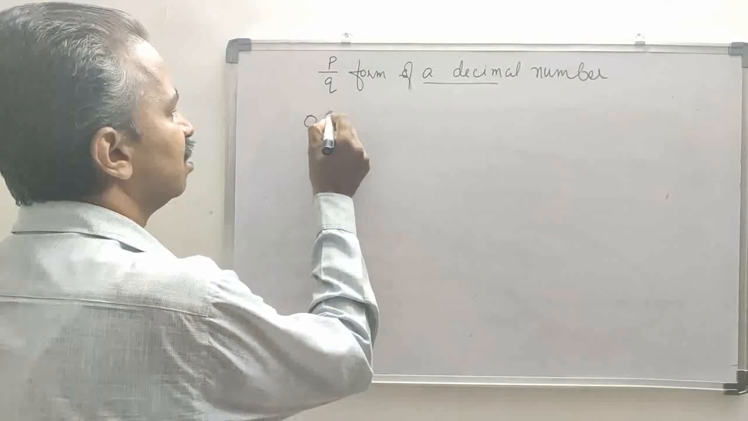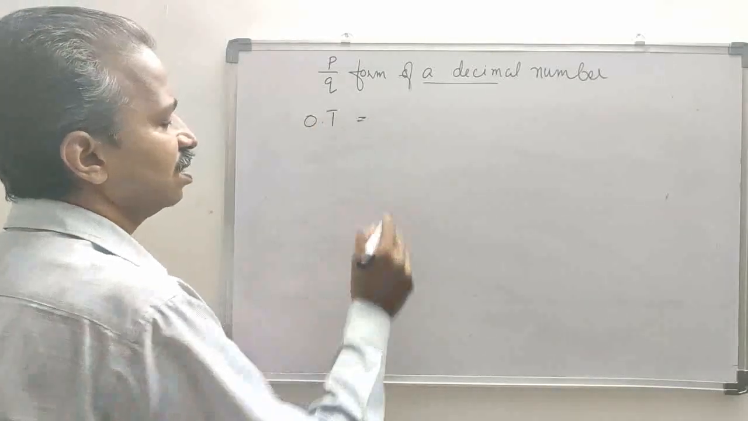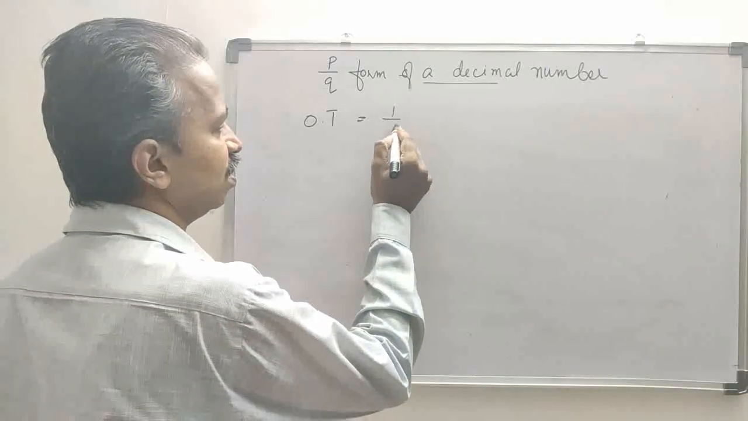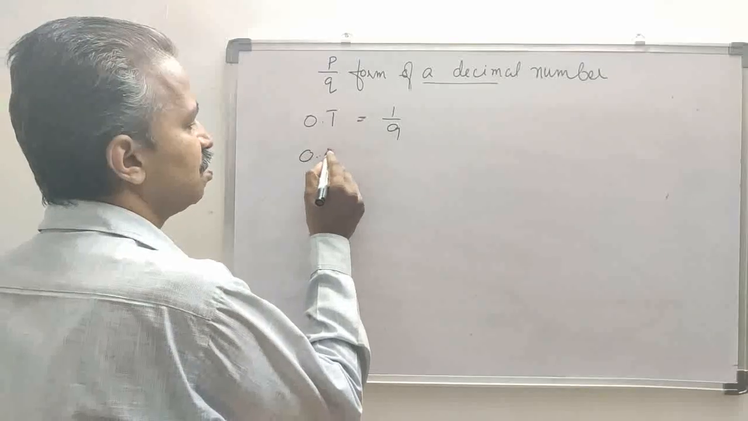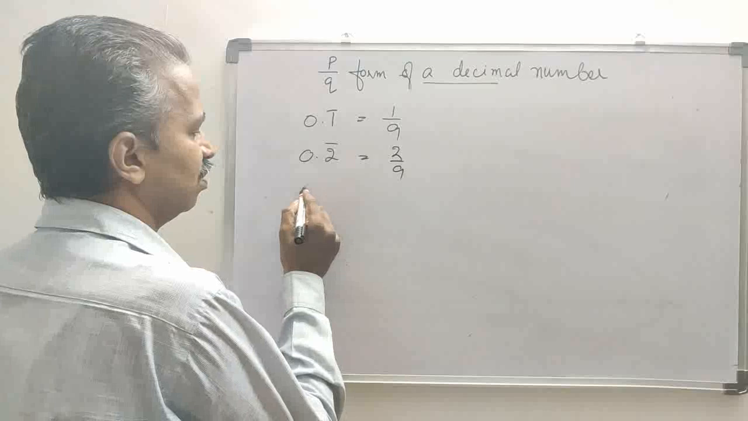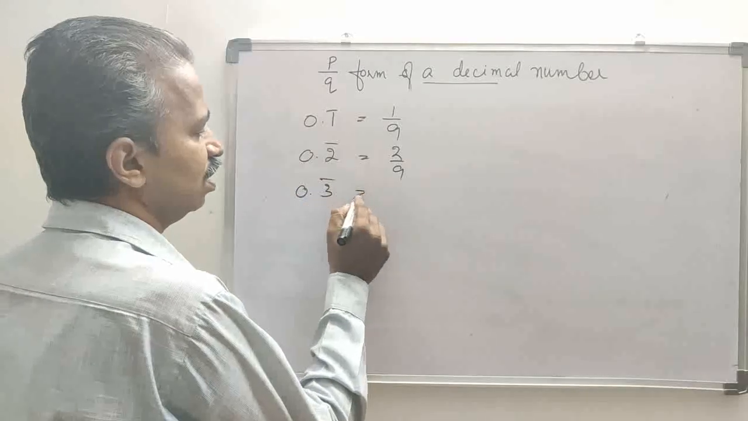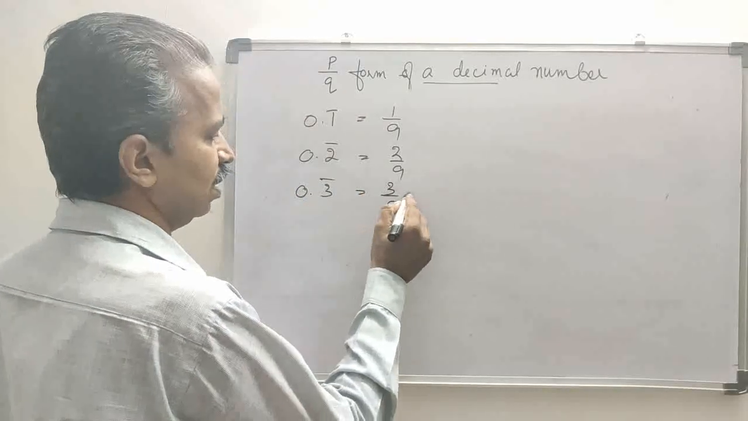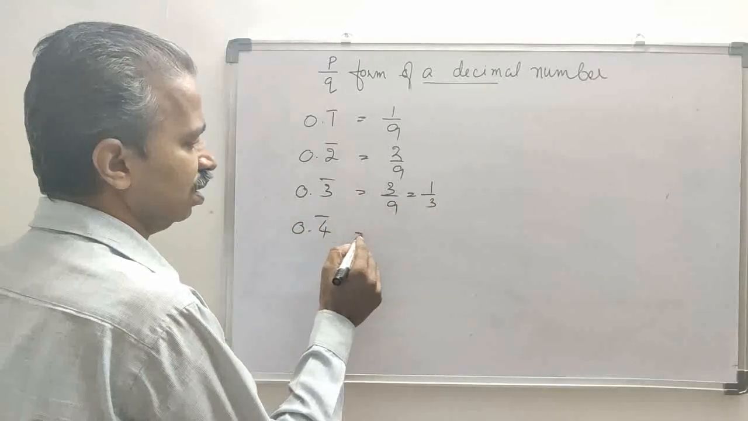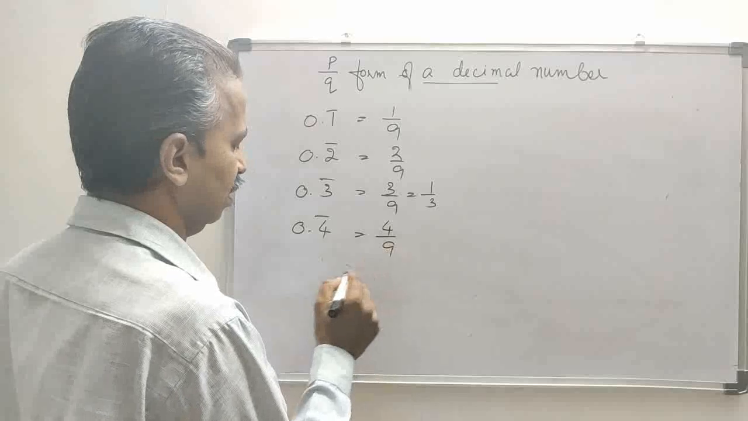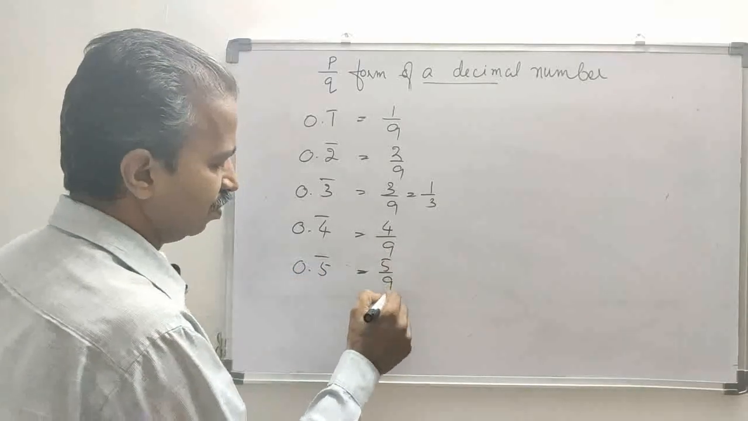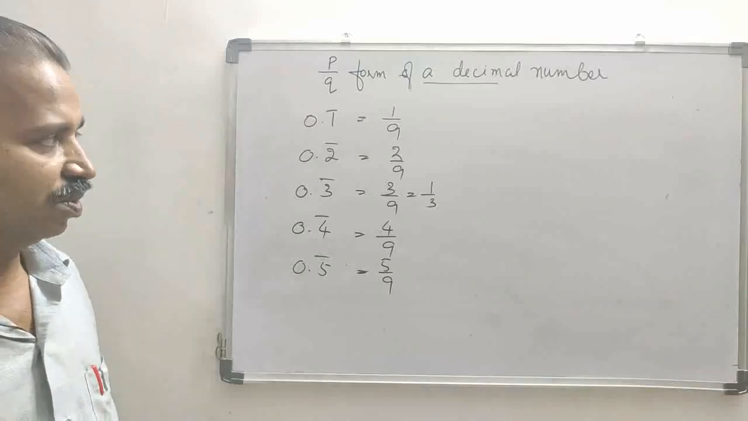In the case of 0.1 bar, what is the p upon q form of 0.1 bar? It is 1 upon 9. 0.2 bar is 2 upon 9. 0.3 bar is 3 upon 9, that is equal to 1 upon 3. 0.4 bar is 4 upon 9. 0.5 bar is 5 upon 9. 0.6 bar is 6 upon 9, etc.